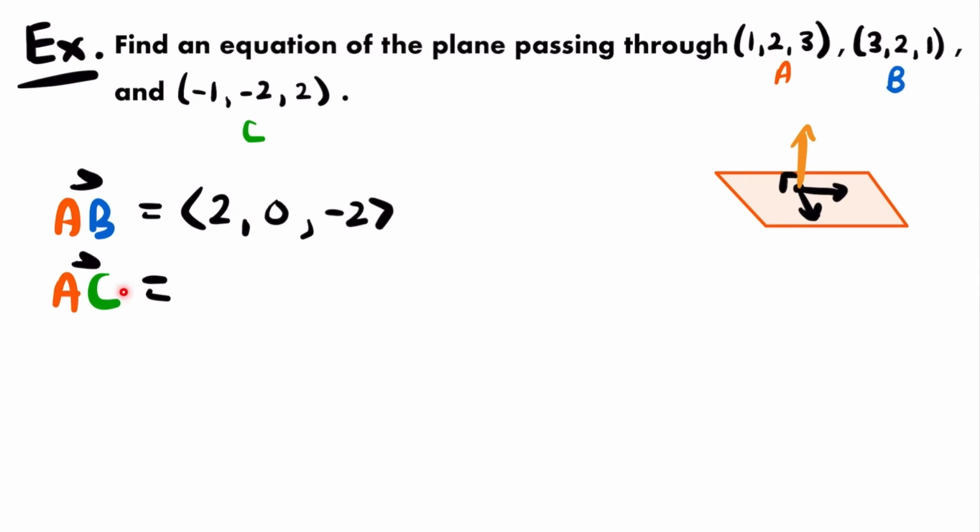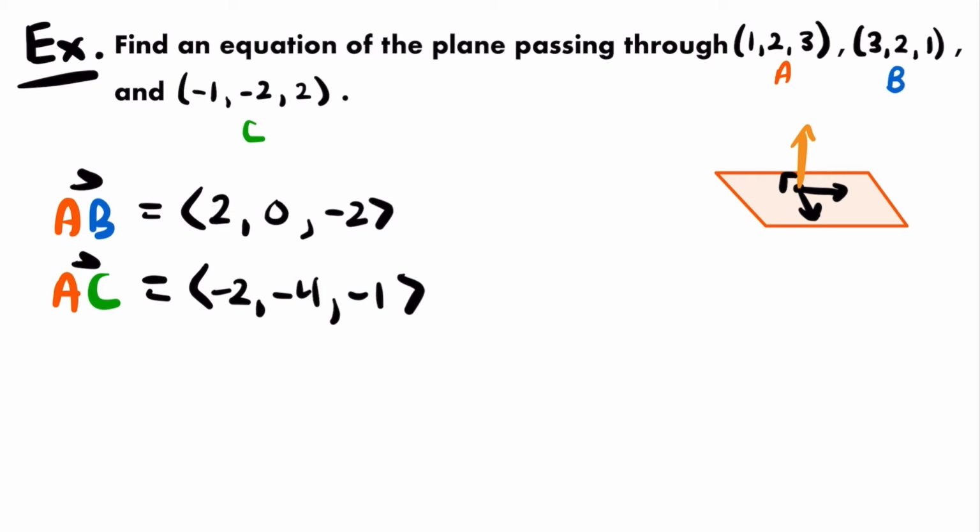Then for vector AC, we will have negative 1 minus 1 for the x component. That will be negative 2. Then for the y component, we'll have negative 2 minus 2, which is negative 4. And then for the z component, we will have 2 minus 3, which is negative 1. Okay, and so those are our 2 vectors that we found that are contained within this plane, these 2 vectors right here. Now what we want to do is take their cross product, and that will give us a normal vector to this plane. And so let's do that.